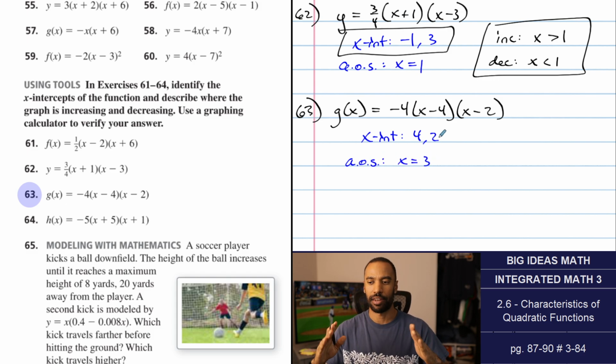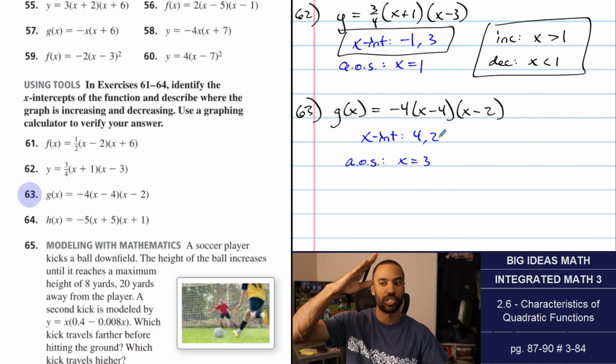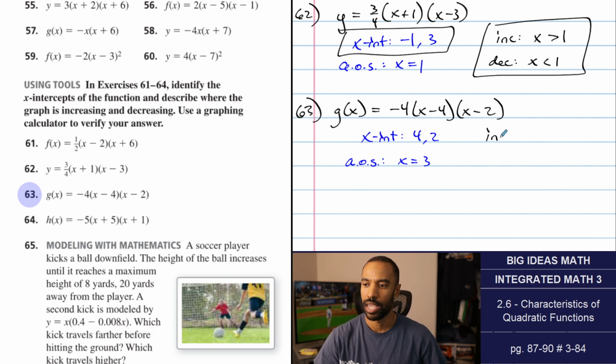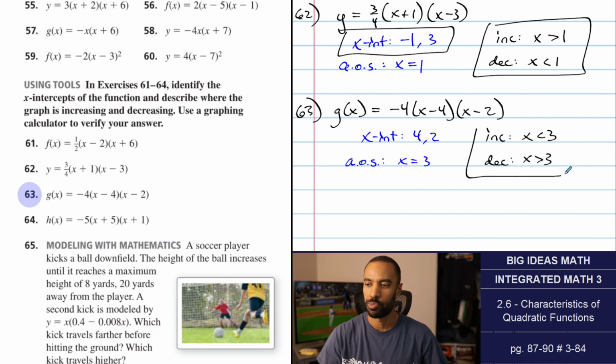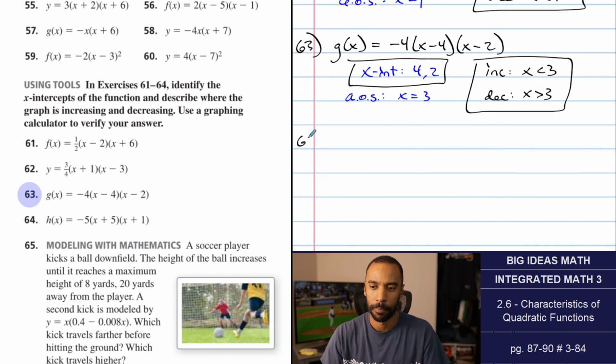So to the left and right of 3, we hit the vertex, it peaks. So we're increasing until we hit 3, and then we decrease after 3, right? So we're increasing when x is less than 3, and we're decreasing when x is greater than 3. This is because this is an upside down facing graph, the negative. Doesn't matter that it's a 4, just matters that it's negative.